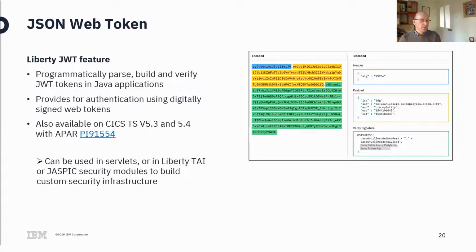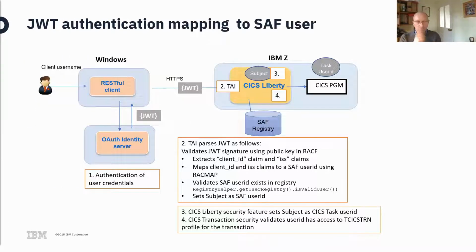Now I've got some slides just to show some real use cases of how customers are using JWTs in Liberty and CICS. So in this example, we have a JWT authentication mapping JWT claims to a specific SAF user ID in RACF or Top Secret. I can't remember what they're using. So here we've got Windows, a system with RESTful clients, and they've got their own OAuth identity server, and that authenticates the user.